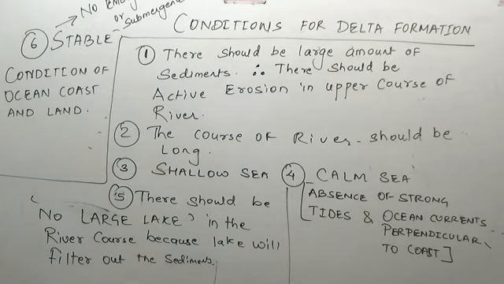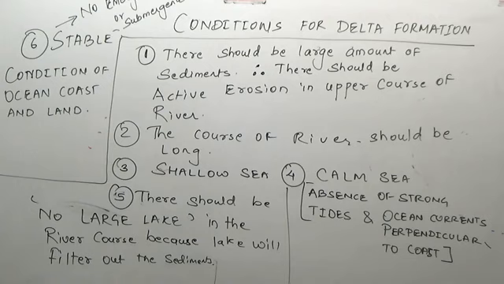It is very common sense. That is why I say geography is more of common sense. There should be a large amount of sediments. Why? Because a delta is made of sediments. For the sediments there should be an active erosion in the upper course. For active erosion and a large amount of sediments, the river should flow for a long distance. Therefore the course of a river should be longer.